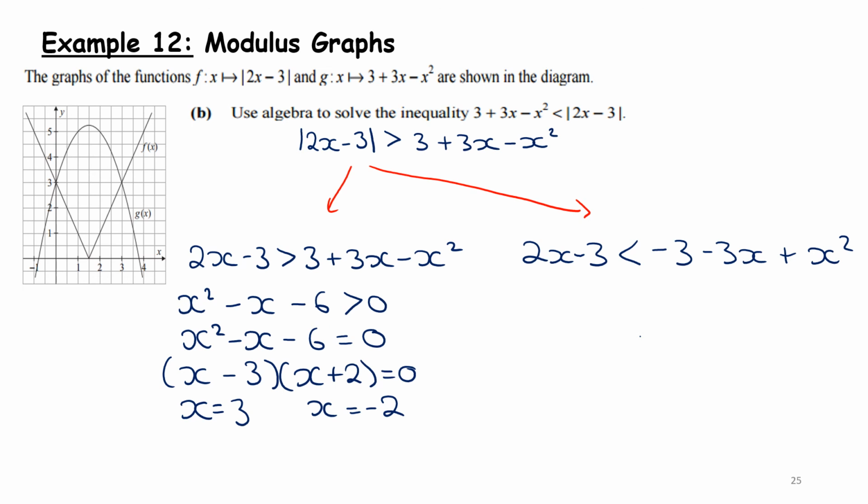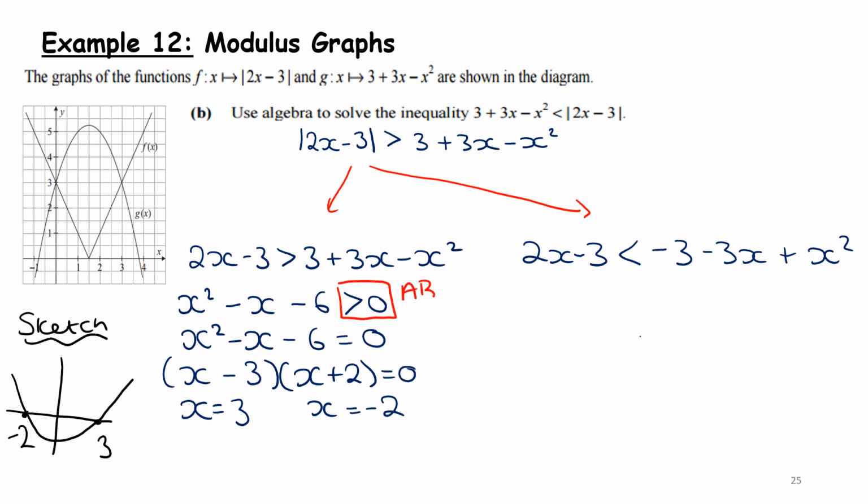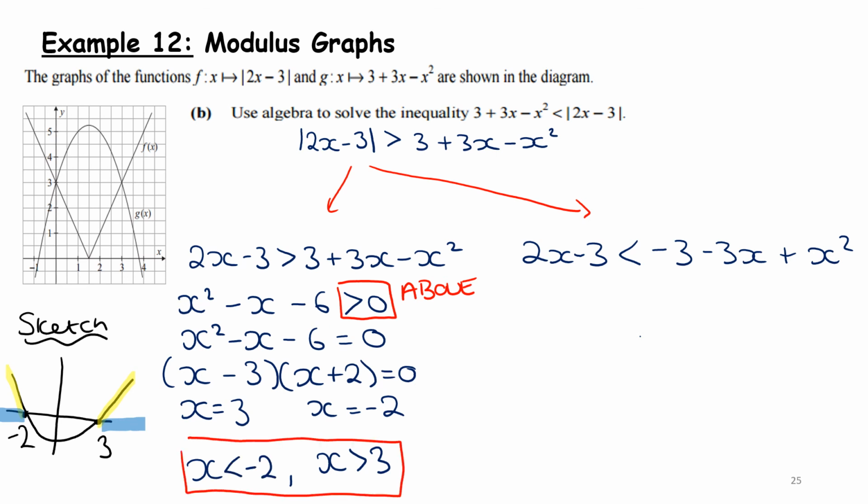We need to do a little bit of a sketch. It is a positive quadratic, and it looks something like this. We have a minus 2 here and a 3. We're dealing with greater than 0, which is above the x-axis. So that means we're dealing with this part and this part of the graph. That means we're dealing with these x values. So my final answer will be x is greater than 3 and x is less than minus 2. So this is my first set of answers.